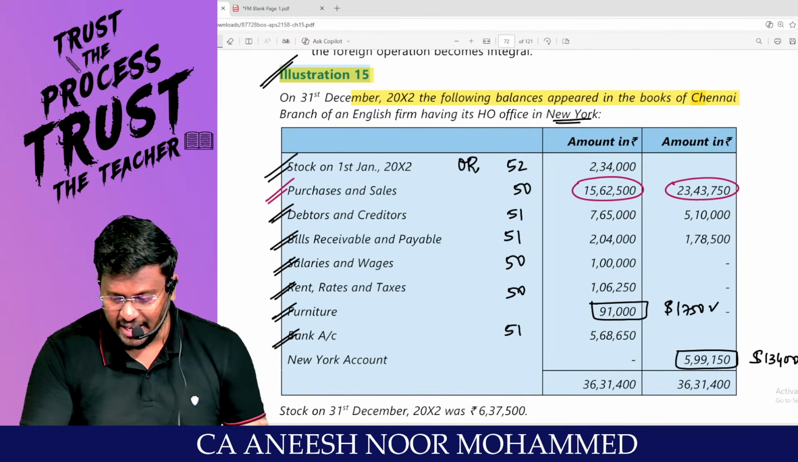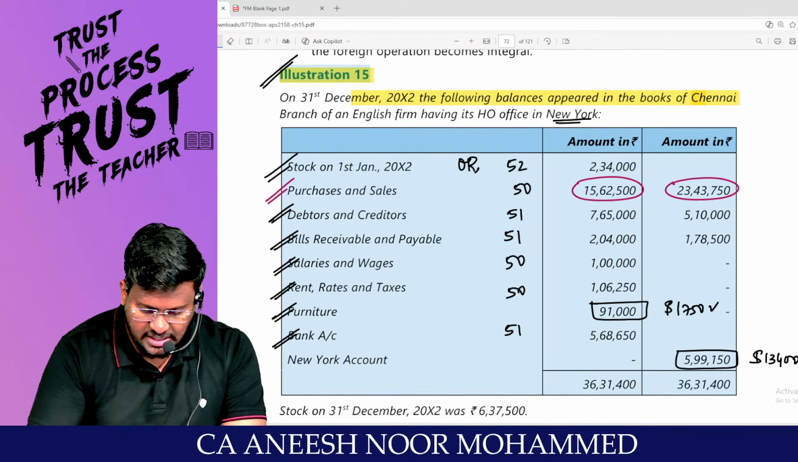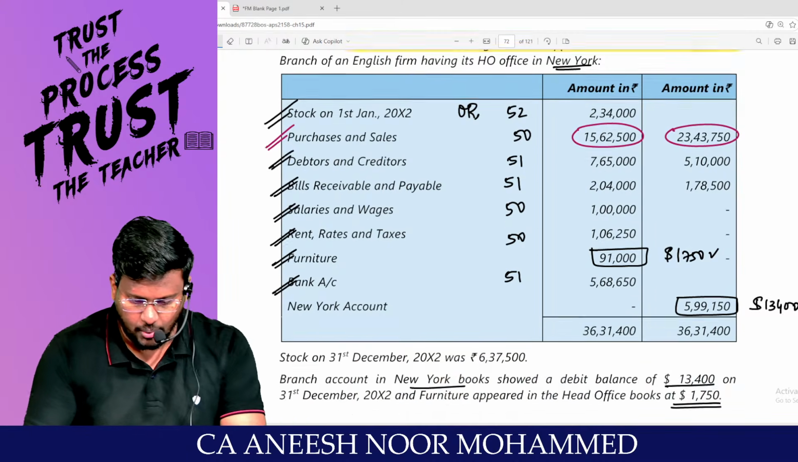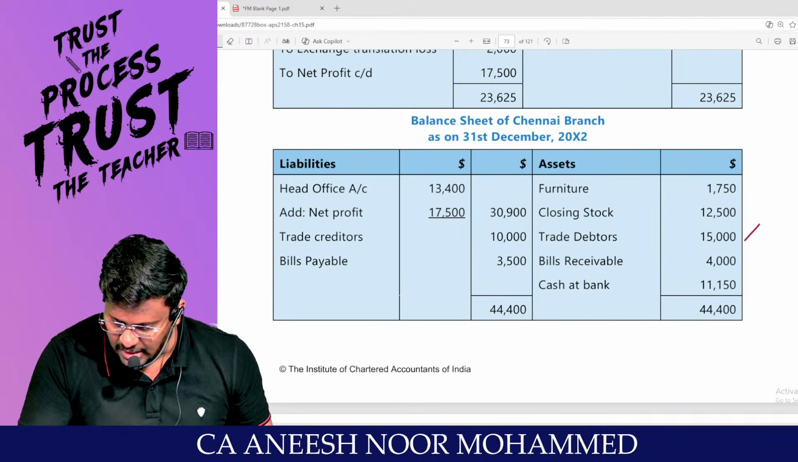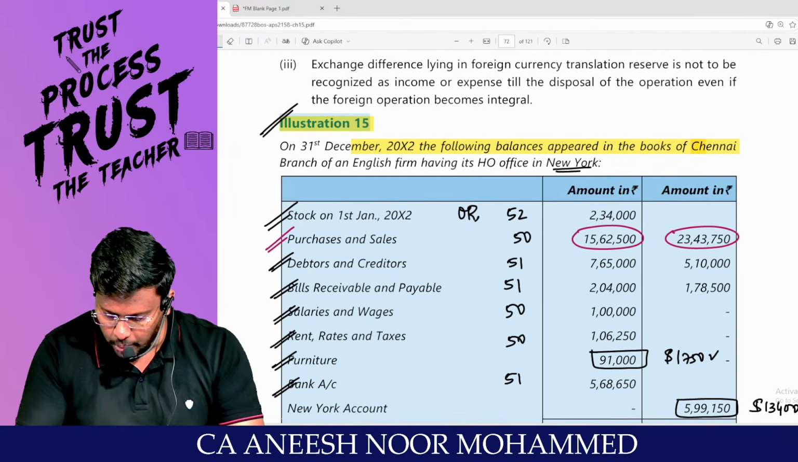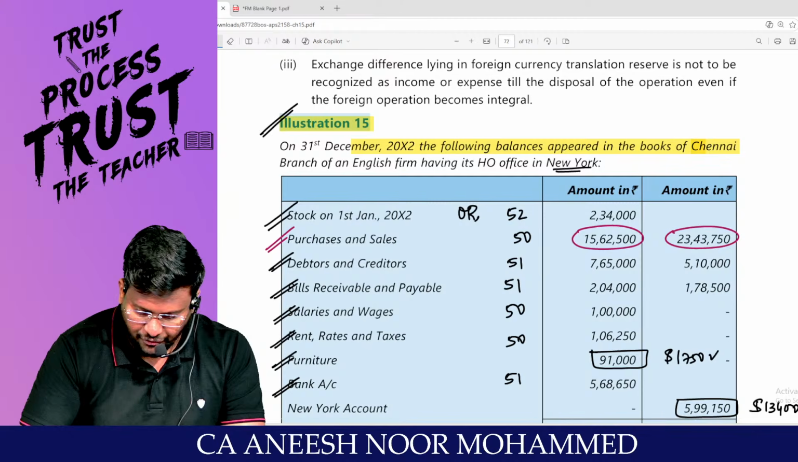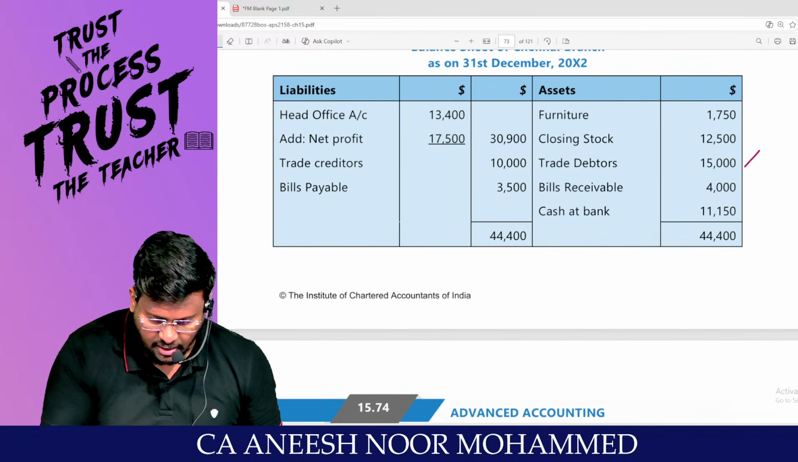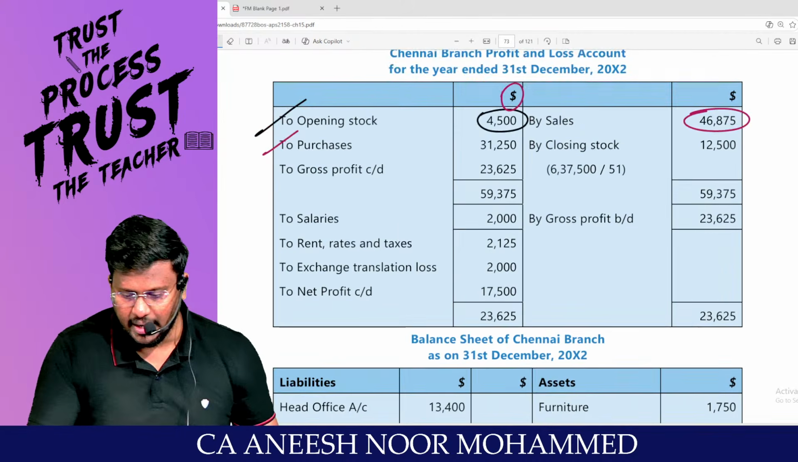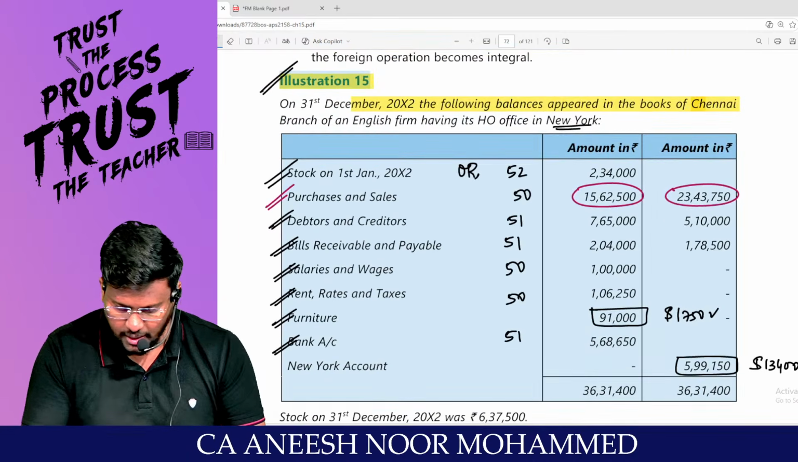Yes. Debtors and creditors should go to the balance sheet. 7,65,000 divided by 51 comes to 15,000 is the debtors. Go to the balance sheet. Debtors 15,000. Now come to creditors: 5,10,000 divided by 51 comes to 10,000 is the creditors. As you all know, creditors will come on the liability side of the balance sheet. Is it very much possible?